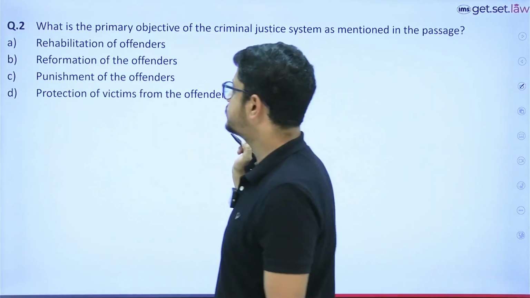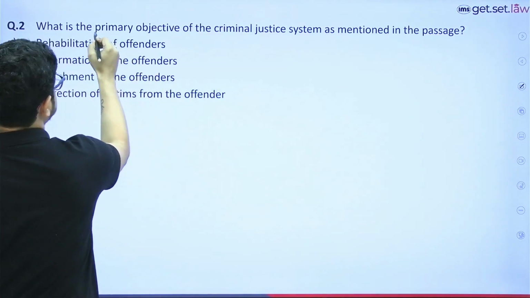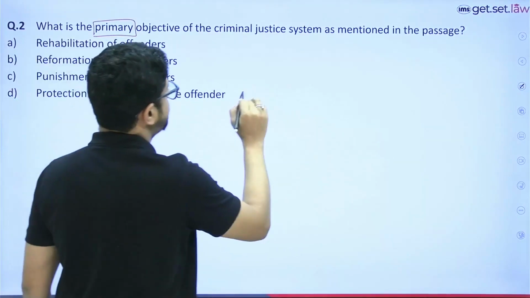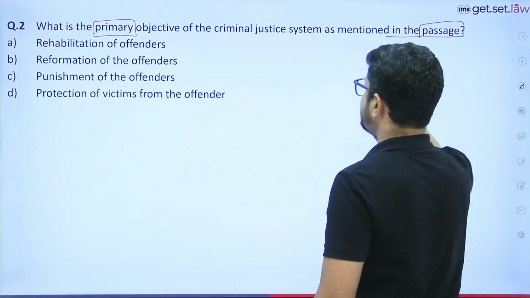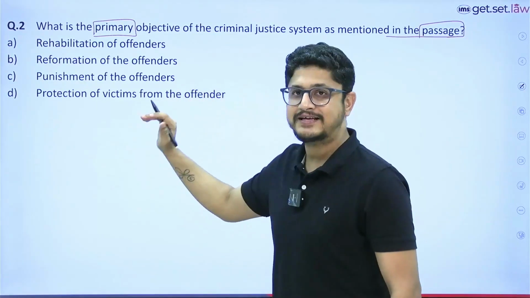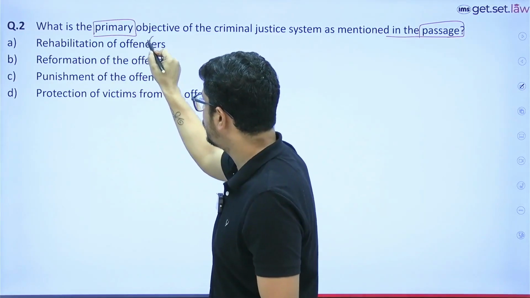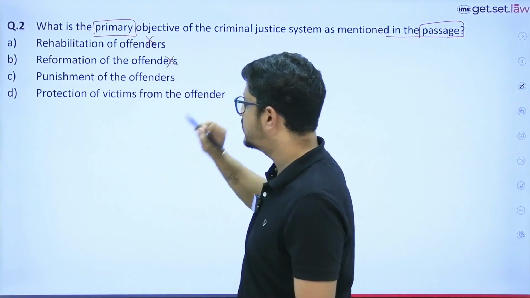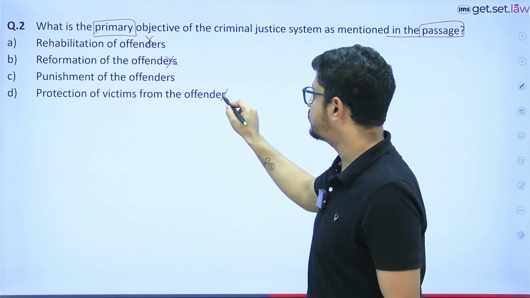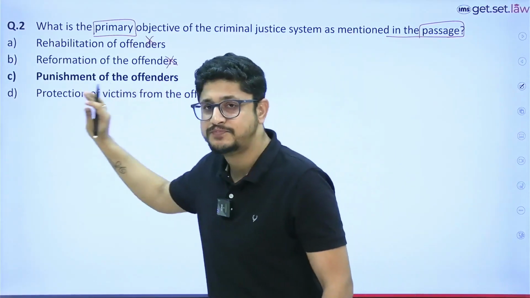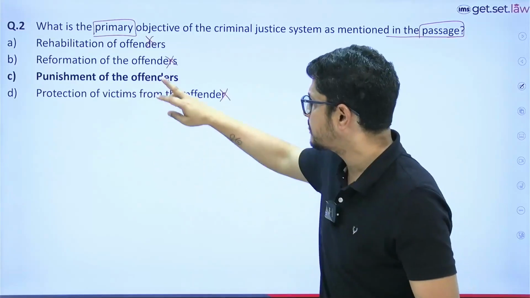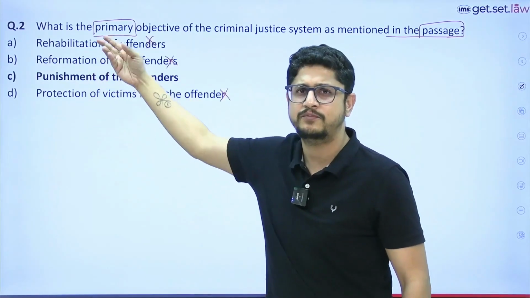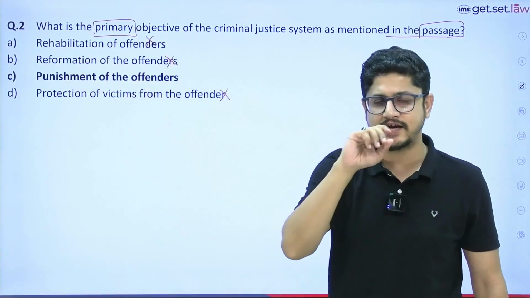Chalo, let's move to the next question, which says, what is the primary objective of the criminal justice system as mentioned in the passage? So what was the primary objective here? Is it rehabilitation? No. Is it reformation? No. Is it protection of victims from the offender? No, it's the punishment of the offenders, because if you go to the paragraph, maybe options could have been up and down, it could be B or C, that you can just check in the paragraph.